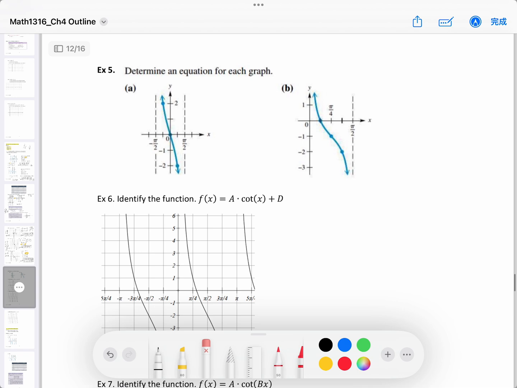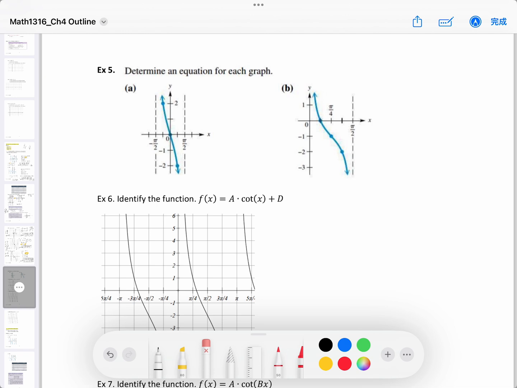Determine the equation for each graph. Okay, the first one is very interesting. From this graph, I feel this seems like a tangent because it has vertical asymptotes from -1/2 pi to 1/2 pi. But I also feel this is cotangent because it is a decreasing function. Maybe we have horizontal shifting, then we have this graph. So if I follow my first idea, I feel this is tangent.